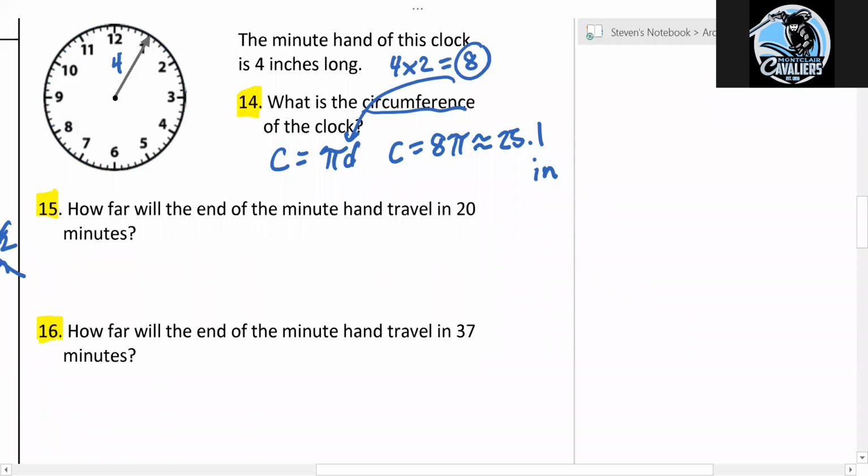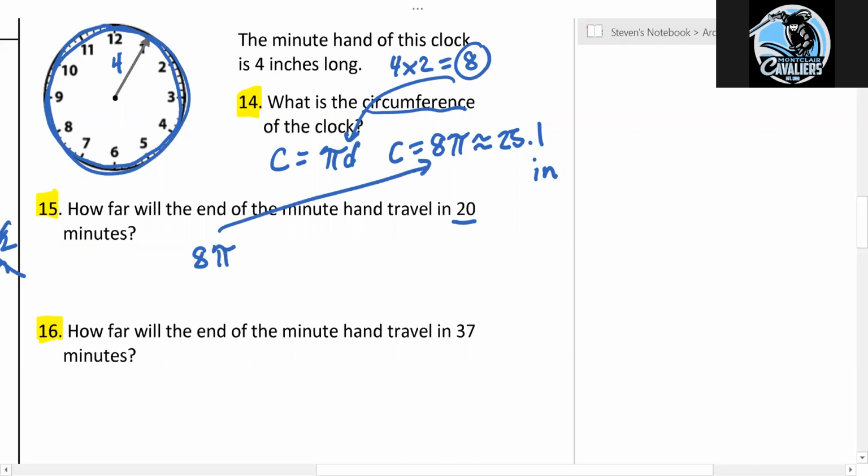Okay, 15 and 16 get a little bit more complicated, but not too bad. You just have to understand what you're reading. It says, how far will the end of the minute hand travel in 20 minutes? How many minutes is a full circle? 60 minutes, exactly. So if it's traveling 20 minutes, I'm going to multiply by 20 over 60, just a portion. The circumference we already know is 8 pi from the previous problem.